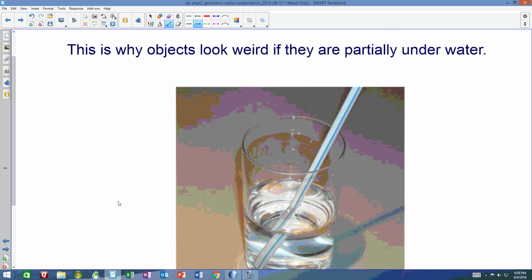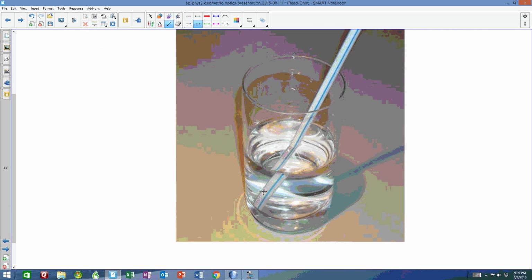So again, this is why objects look weird if they are partially underwater. And here you can see that the straw comes out here, but here we see it over here, and it kind of looks like it's shifted.